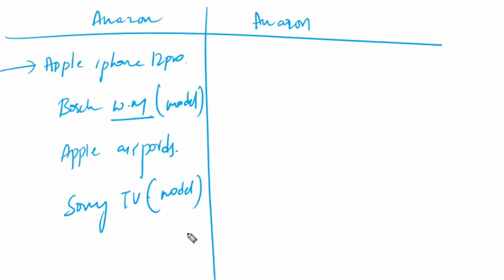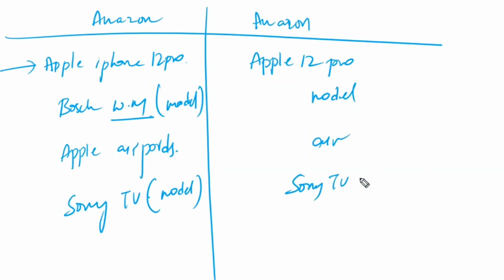In the entire Amazon database, is there any other person like me who has purchased the same Apple iPhone 12 Pro, the same model of Bosch washing machine, the same AirPods, the same Sony TV, the same model? Assume some person X in the entire Amazon database has purchased the same. It means both of us have the same taste, right? Same logic only, right?